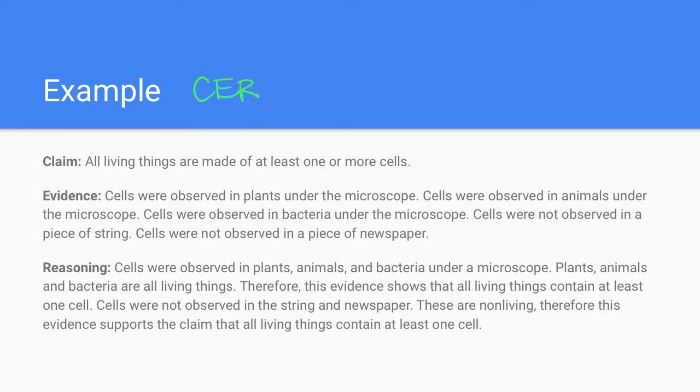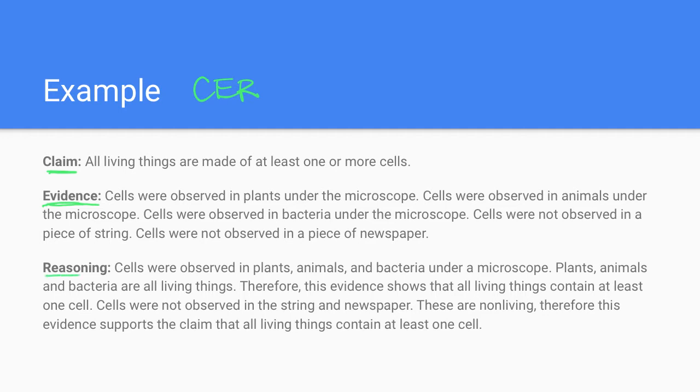This obviously has nothing to do with your rock candy. This is just an example. Their claim is that all living things are made of at least 1 or more cells. The evidence for that claim: cells were observed in plants under the microscope. Cells were observed in animals under the microscope. Cells were observed in bacteria under the microscope. Cells were not observed in a piece of string. Cells were not observed in a piece of newspaper. Notice that their evidence is just giving the facts. It's giving what was observed and what was not observed.